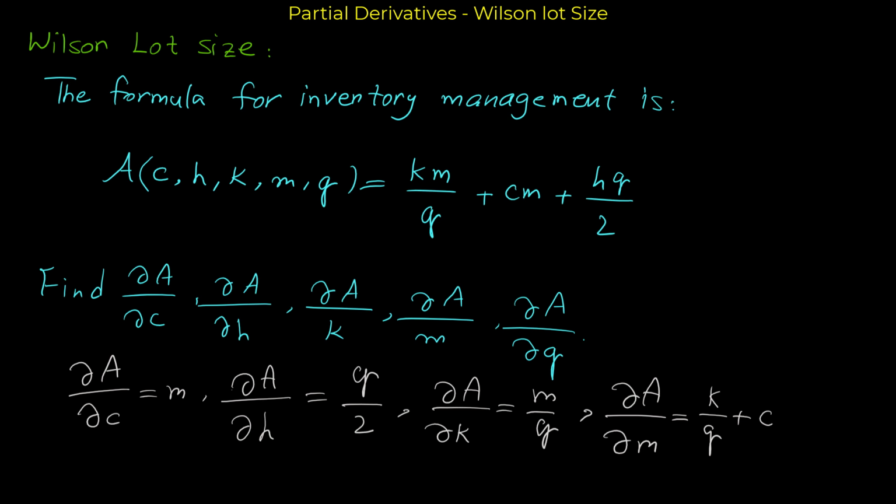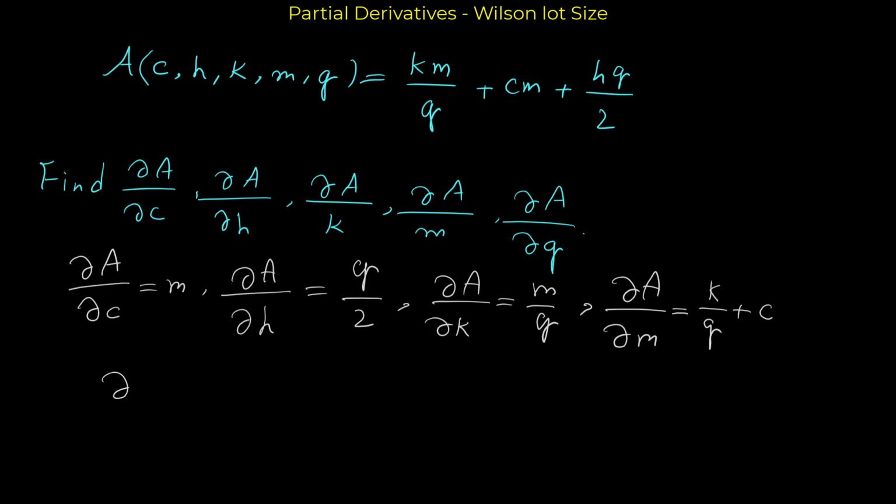And finally, we want to find the partial derivative of A with respect to Q. First, we have Km over Q. For finding the derivative of Km over Q, you can use the quotient rule, because Q is in the denominator. Or the other way is to write Km over Q in the form of Km Q to the negative 1. Then take the derivative of this.